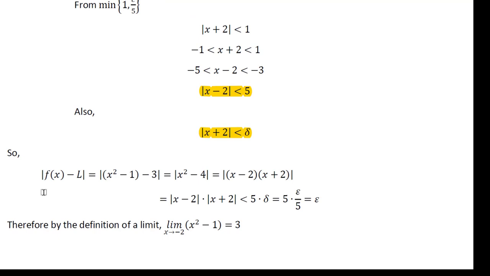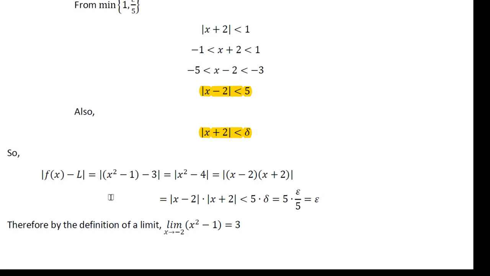Okay, so start with the absolute value of f of x minus L is equal to, f of x is x squared minus 1 minus L, which is 3, simplifies to the absolute value of x squared minus 4, which is equal to the absolute value of x minus 2 times x plus 2, which is equal to the absolute value of x minus 2 times the absolute value of x plus 2. And that is less than 5 times delta.